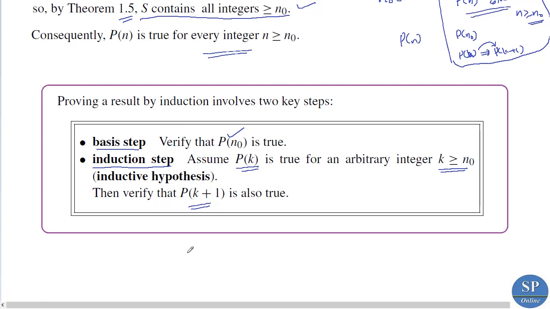So to prove a statement P(n) is true for all n greater than or equal to n naught, first we have to verify that P(n naught) is true. That is the basis step. Then the second step is the induction step. That means we have to assume P(k) is true, then show that P(k+1) is also true. Whenever that holds, by mathematical induction, P(n) is true for all integers n greater than or equal to n naught.